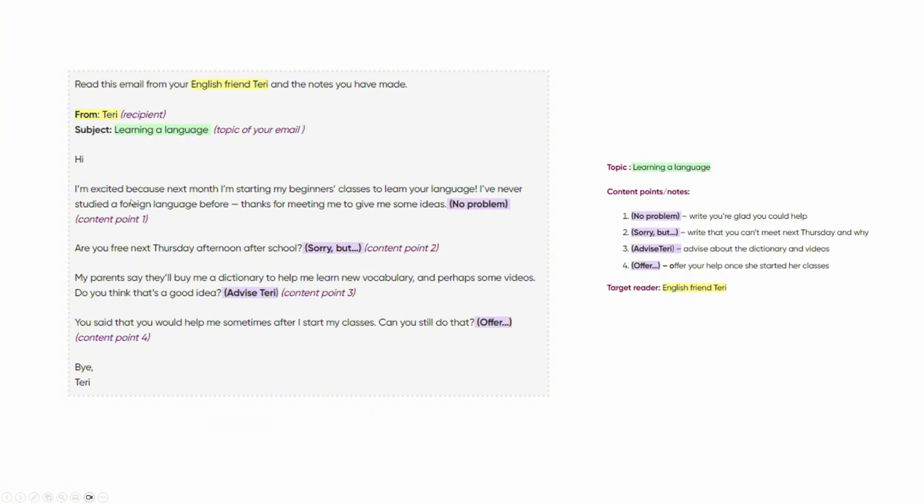Okay, no problem, I am happy to help you with this because I'm really excited to speak to you in my language too, for example. So this goes on with number 2, number 3 and number 4. The content points are what you need to use as a reply to the paragraph that you are answering. Okay.